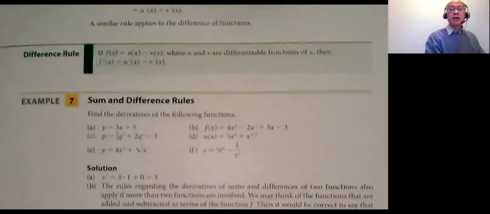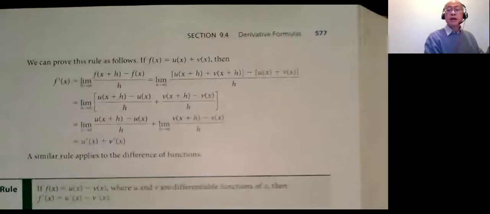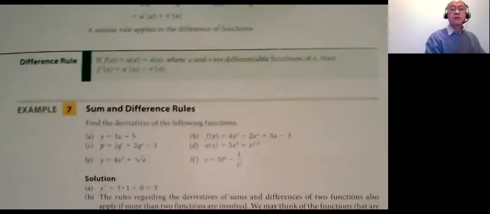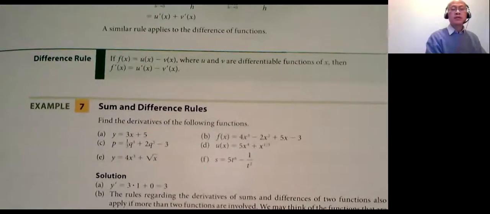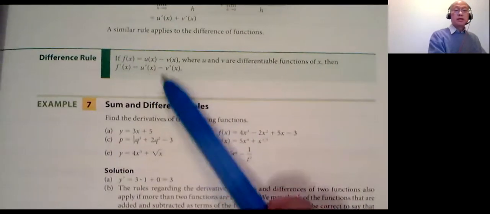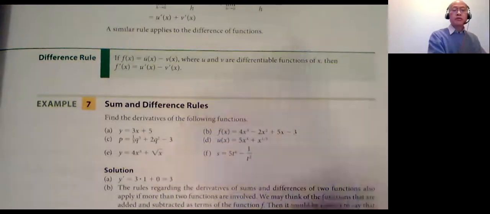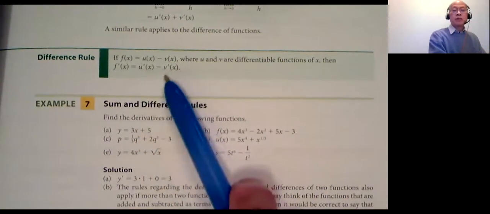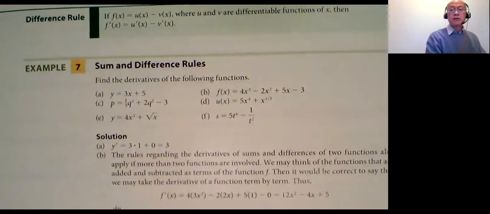And then the difference rule. If you have something minus something, page 577, if you're keeping score, f of x is u of x minus v of x, then the derivative is u prime of x minus v prime of x. So you want the derivative of the whole thing, just take the derivative of the first minus the derivative of the second. Okay, so that's all.